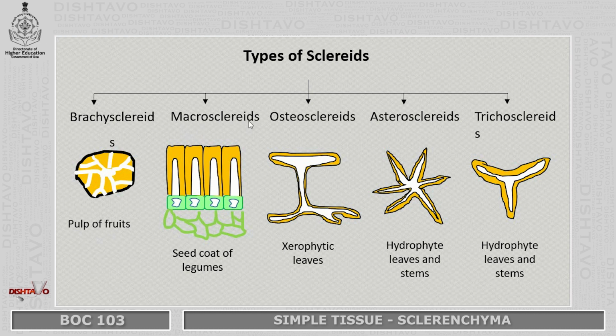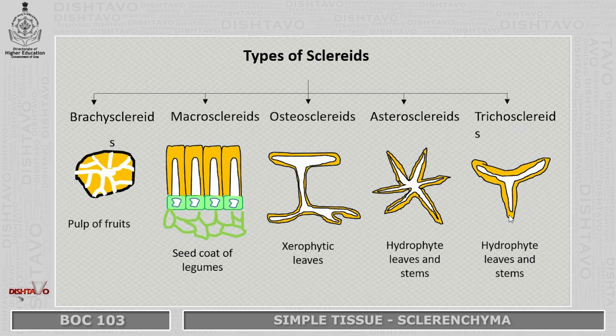We have the second type, called the macrosclereids, which are present as columnar cells. You can see over here, and it is mainly present in legume seed coats. We have the third type, referred to as osteosclereids, which are barrel shaped or bone shaped with dilated ends. These are mainly found in xerophytic leaves. We have the next type, the astrosclereid, meaning they are stellate or star shaped, which are very common in hydrophytic leaves and stems.